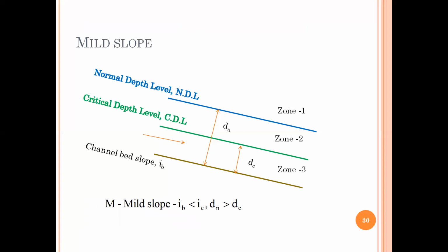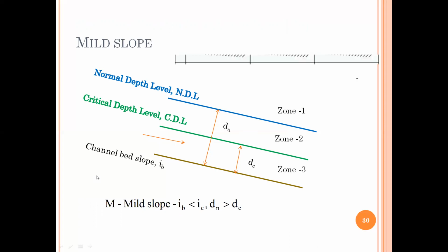Now the first one is your mild slope. So mild slope, here I know that IB, the slope is less than critical slope. So your DN is greater than DC. So my normal depth is at a higher level. Critical depth is at a lower level. I've got zone 1, 2, and 3. So this is the first diagram I'll be getting.